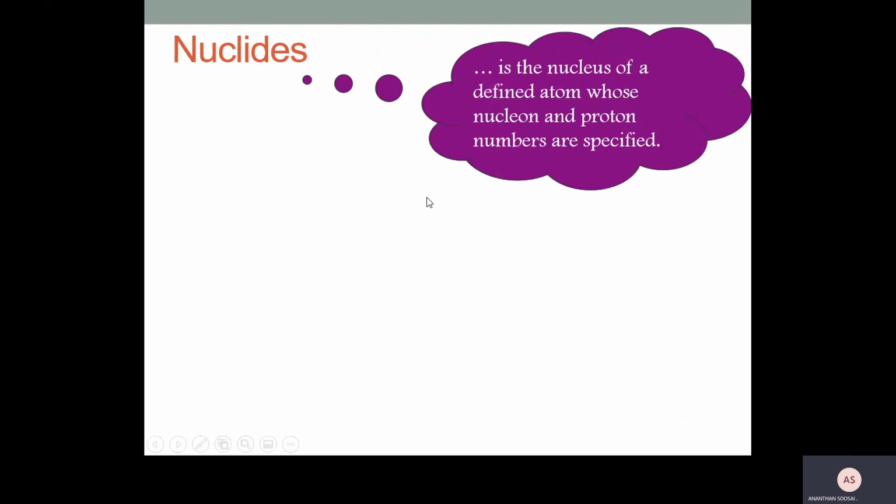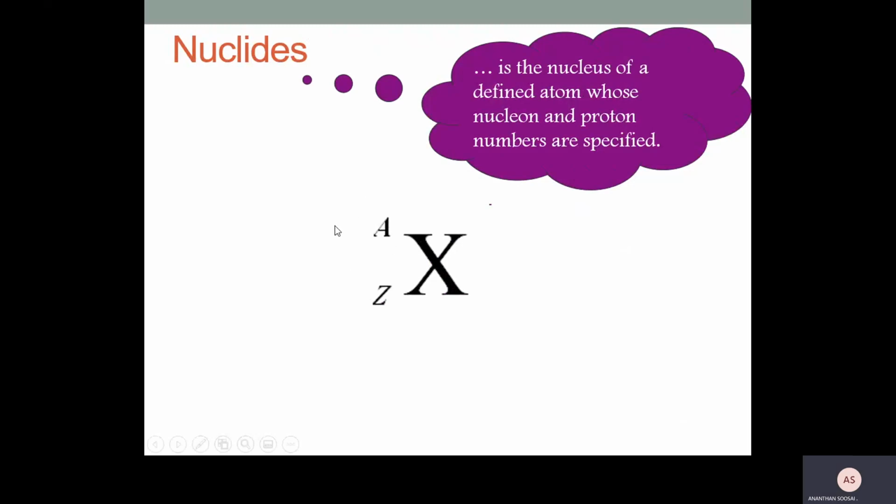Okay, nuclei. A nucleus of a defined atom whose nuclear number and proton number are specified. A and Z. A is what? Nuclear number. Z is your proton number or atomic number. Two names are given: proton number or atomic number. Before, it was atomic number, but now some schools use proton number. Here they use proton number, Cambridge. So atomic number and proton number are the same.